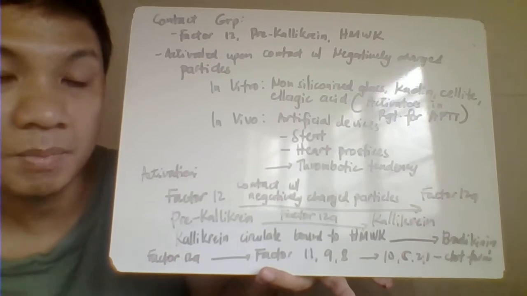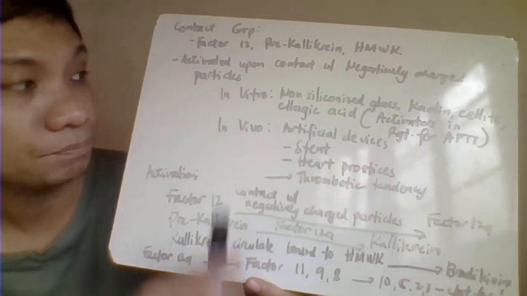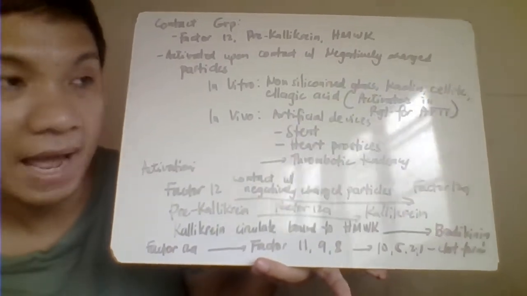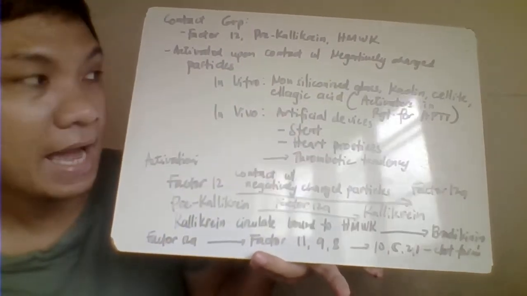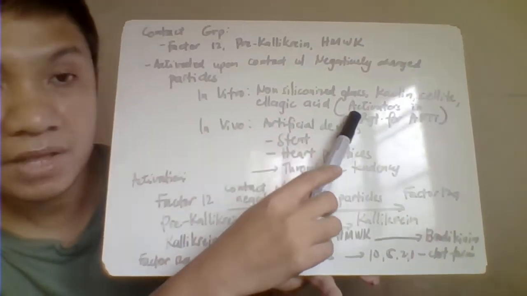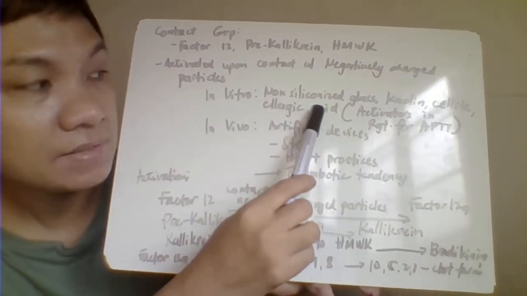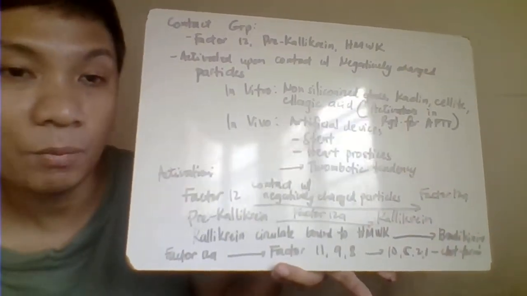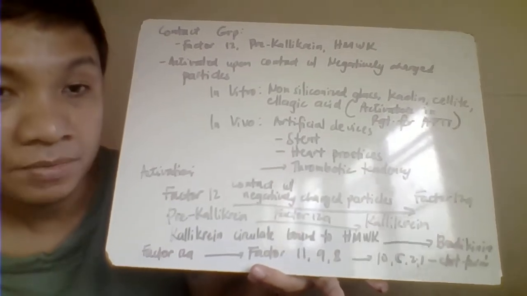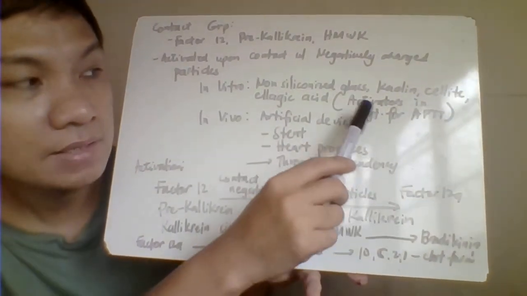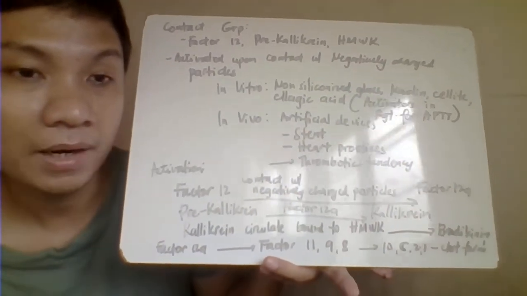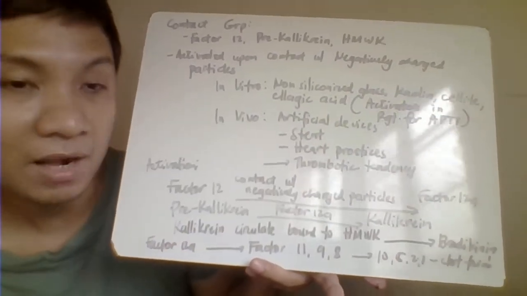The negatively charged particles in vitro could be in the form of non-siliconized glass, kaolin, silicate, and ellagic acid. These are actually considered our activators. These are components of the reagent when we are performing the APTT, or activated partial thromboplastin time. So these reagent components serve as our activators to activate our contact factors.